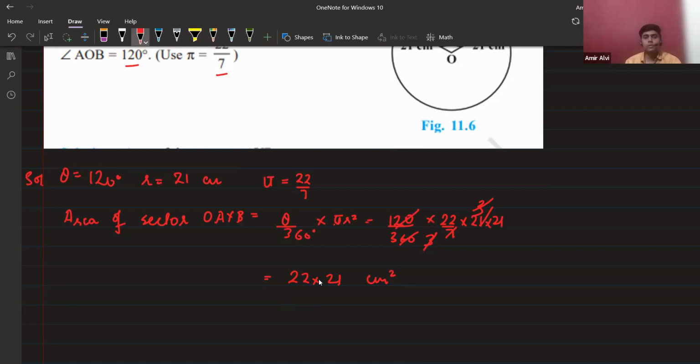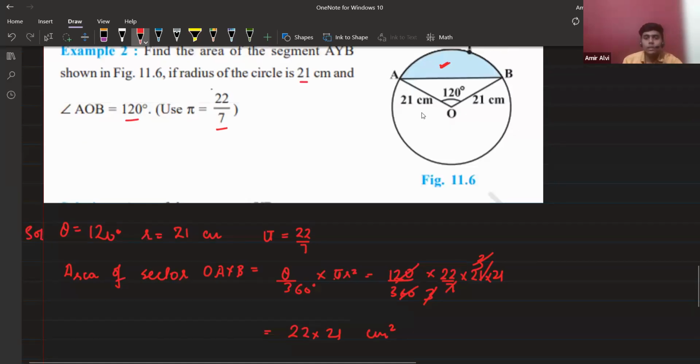I'm not basically multiplying it right there, because if I first calculate the value of this, so that if there is anything common, either 21 or 22, I can take it out as common. It will be a little less complicated calculation. Okay, everybody.